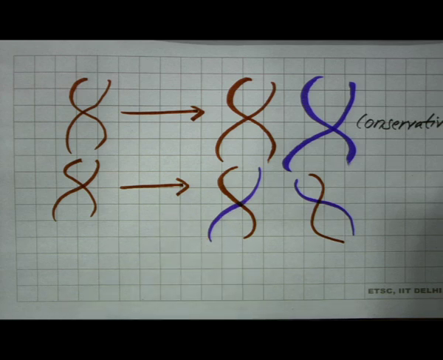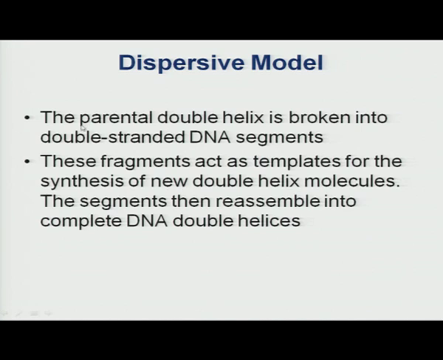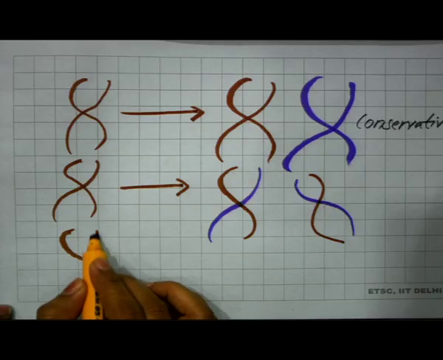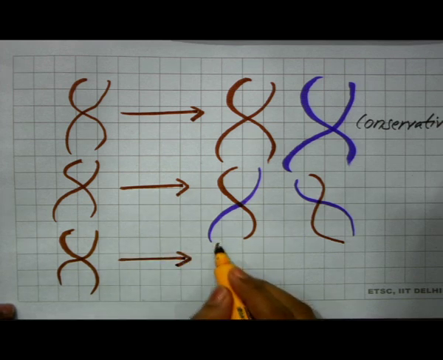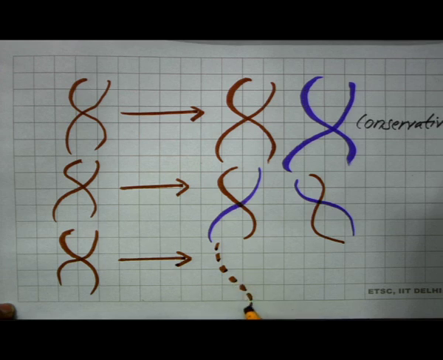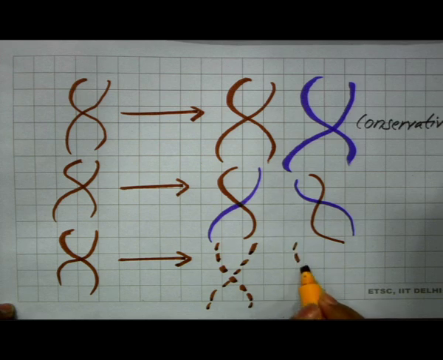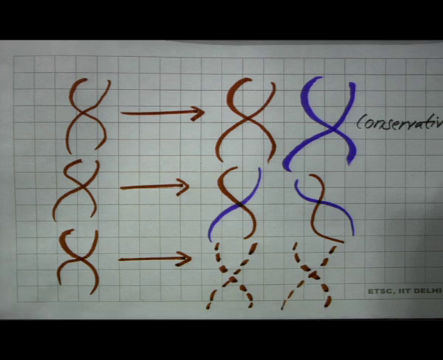And the third model was the dispersive model. In this dispersive model, it was expressed that the parental DNA will get fragmented and each fragment of the DNA will act as a template to make the new strand of the DNA, like this.